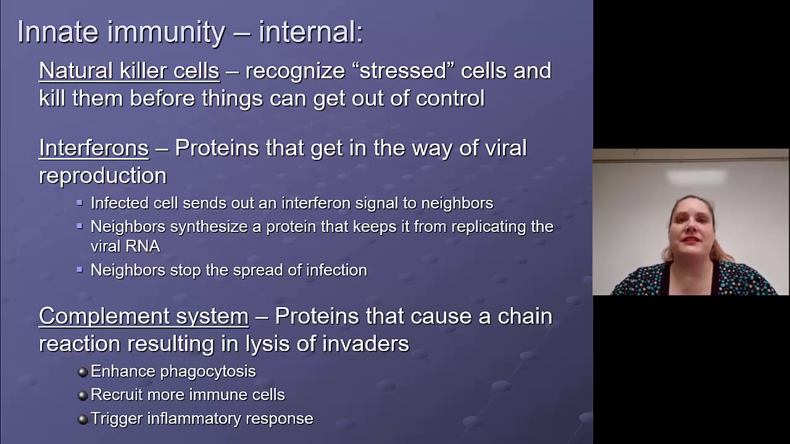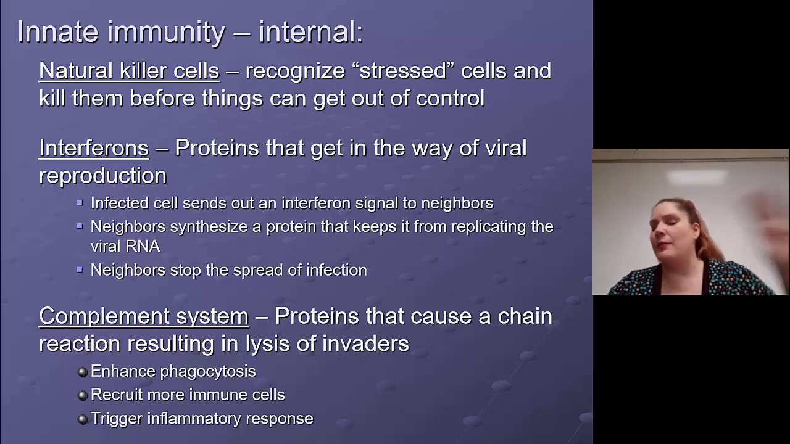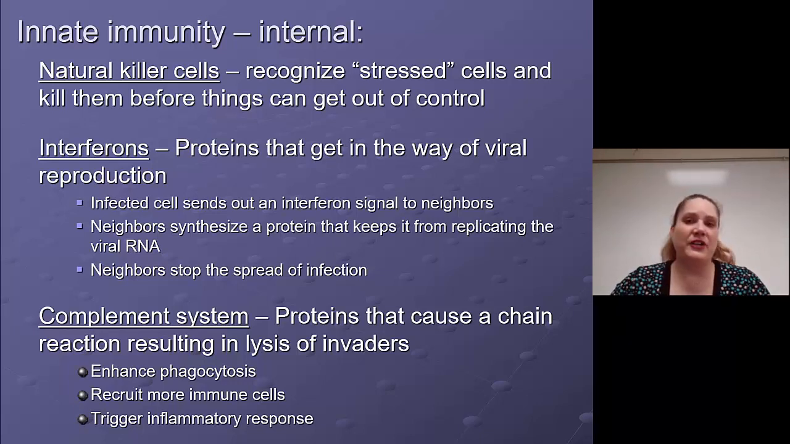And then there's the complement system. In the complement system, there are proteins that cause a chain reaction. And that chain reaction is going to result in invaders getting killed. So the complement system consists of a bunch of proteins. That's all you need to know. Bunch of proteins. They can do a bunch of different things.